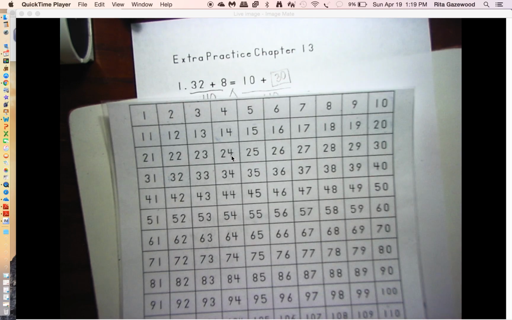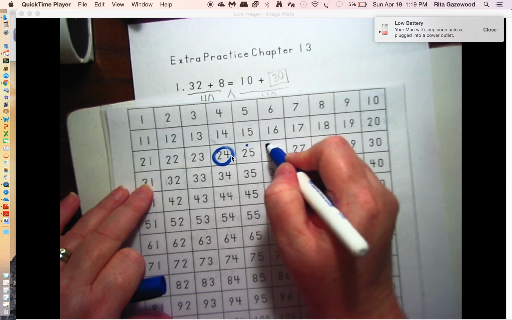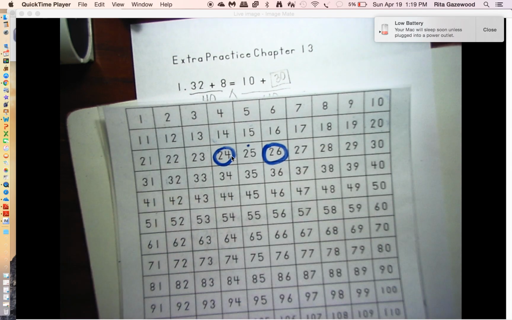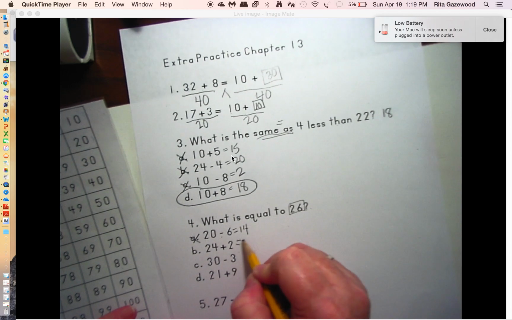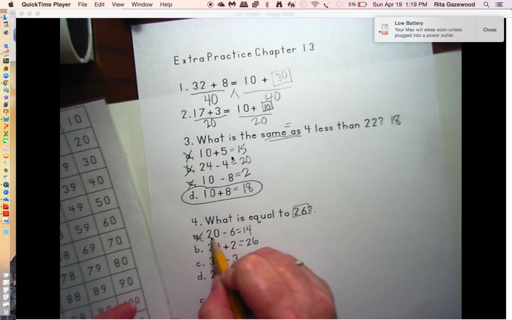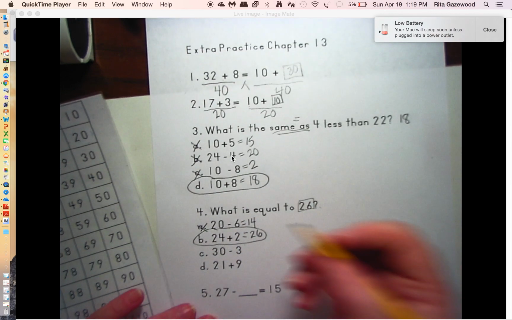The next one says 24 plus 2. Let's go to our 24. When we add, we're counting up. 1, 2, 26. Oh, that looks like it's the same answer. Right, I'm going to go ahead and circle it, but I want to check the other problems just to make sure I did my math right.